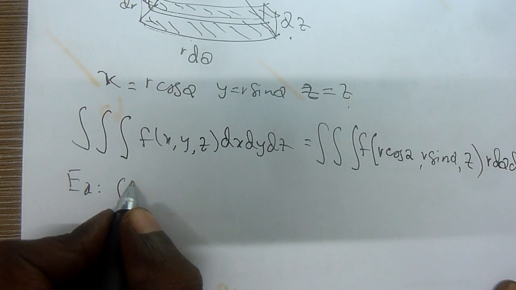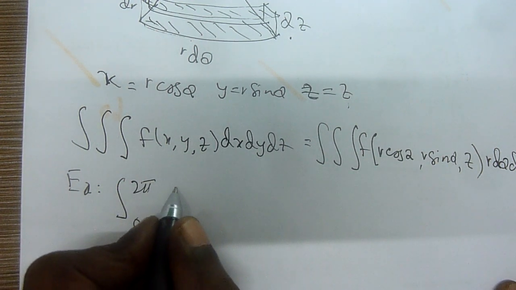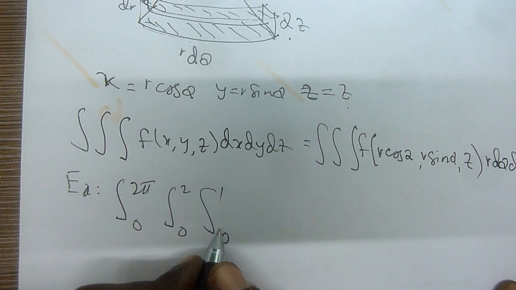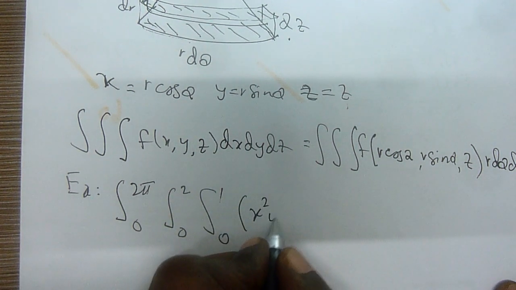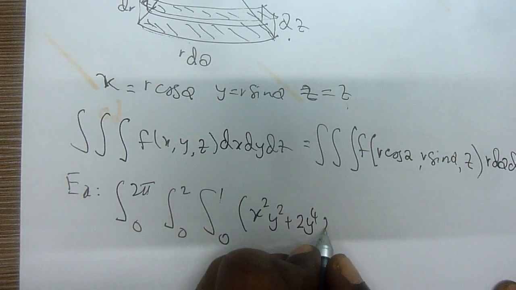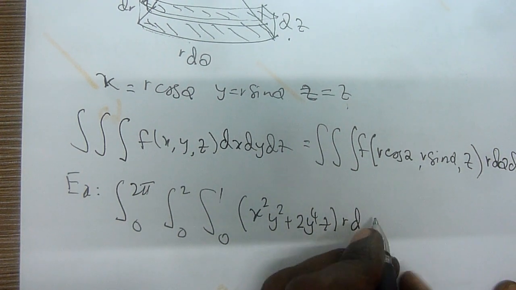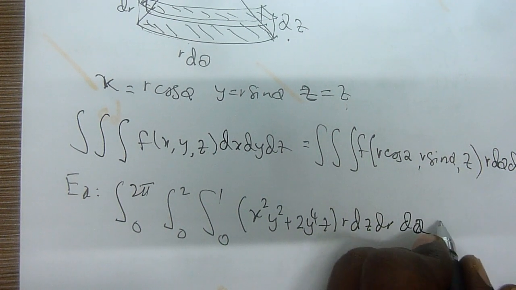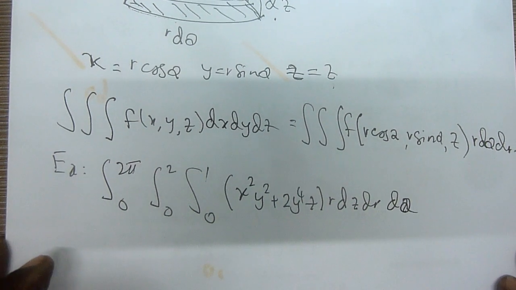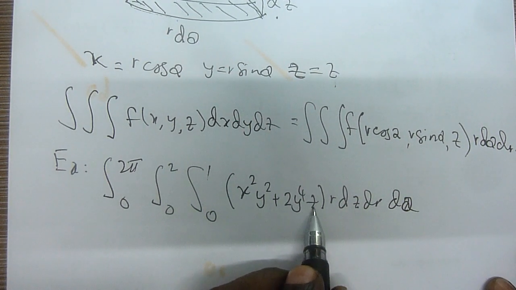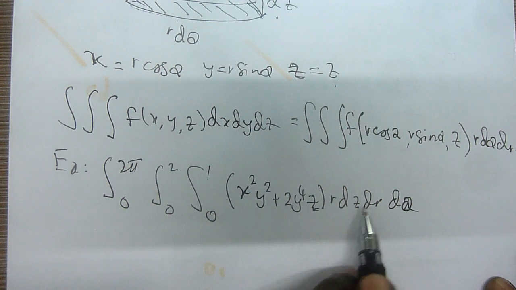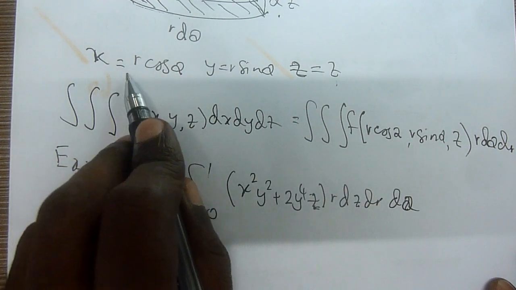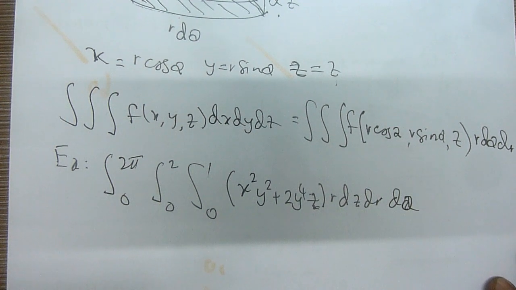If the case is, for example, 2 pi to 0, 2 to 0, and 1 to 0, and I place this as x squared plus y squared, 2 to y4, z, r dz dr d theta. If this is the question, you see x, y, z suddenly appear. This is unhealthy because we are using r and d theta, and suddenly x, y appear. Therefore you need to use the conversion. That's what I wanted to emphasize here.